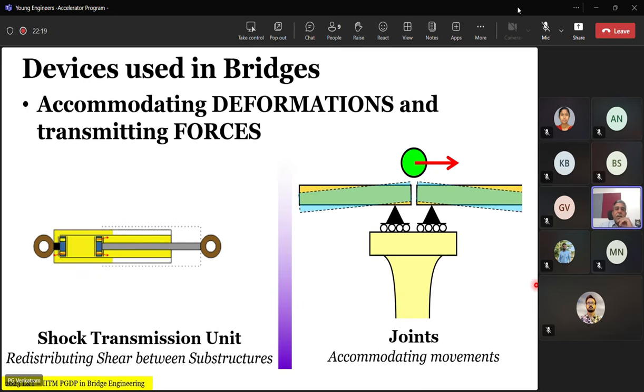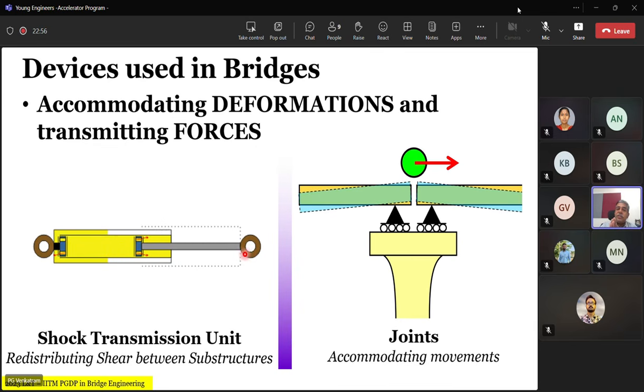Okay. Now, shock transmission units are devices used in bridges. They accommodate deformations and transmit force. Basically, like you have seen in motorcycles and cars, shock absorbers. All they do is that when you hit a bump, there is a sudden large deformation, and it operates in the opposite fashion, so it doesn't transmit that much acceleration to you. It slows down the process. So shock absorbers are the reverse of shock transmission units.